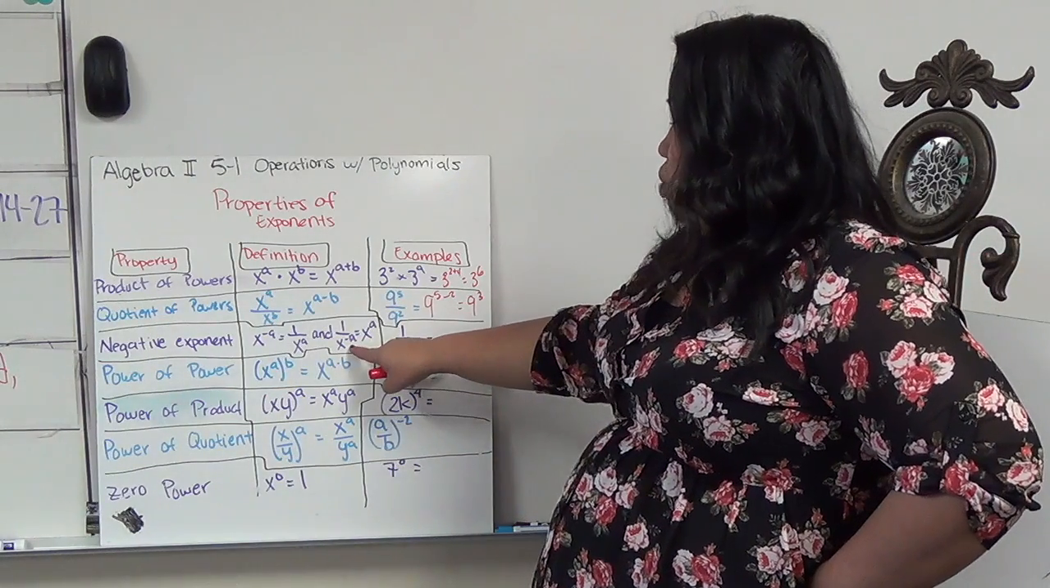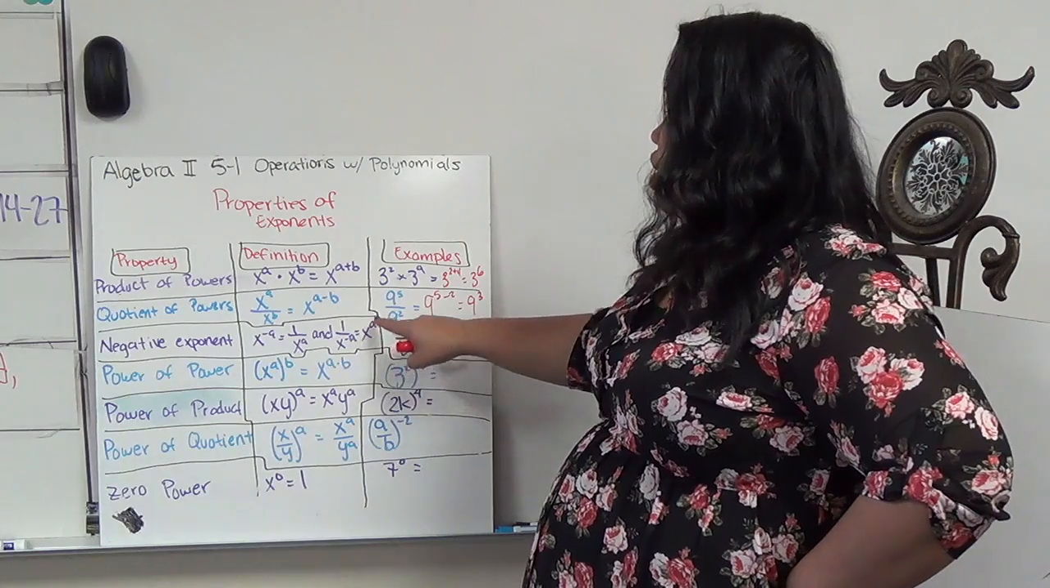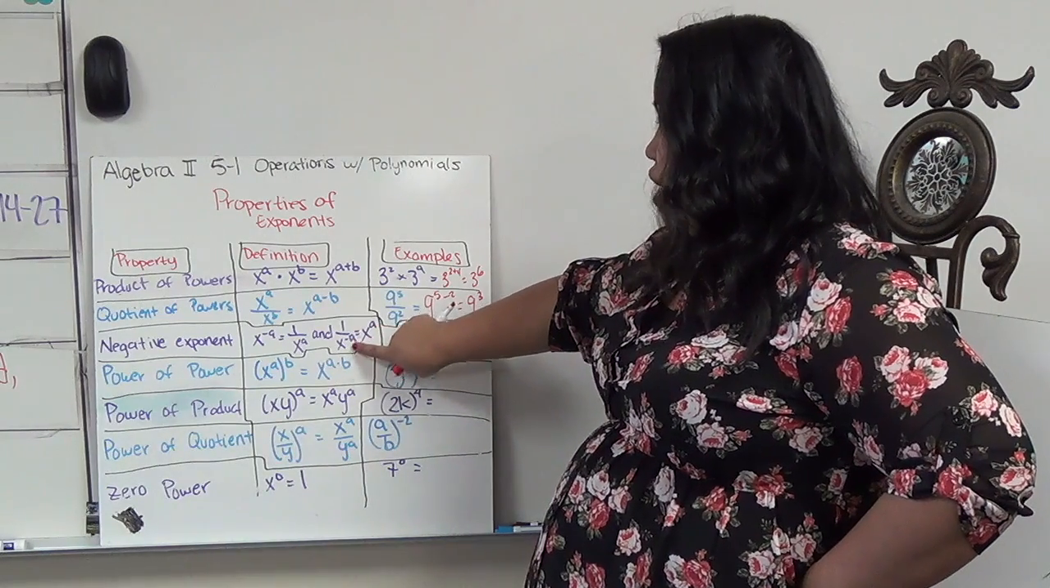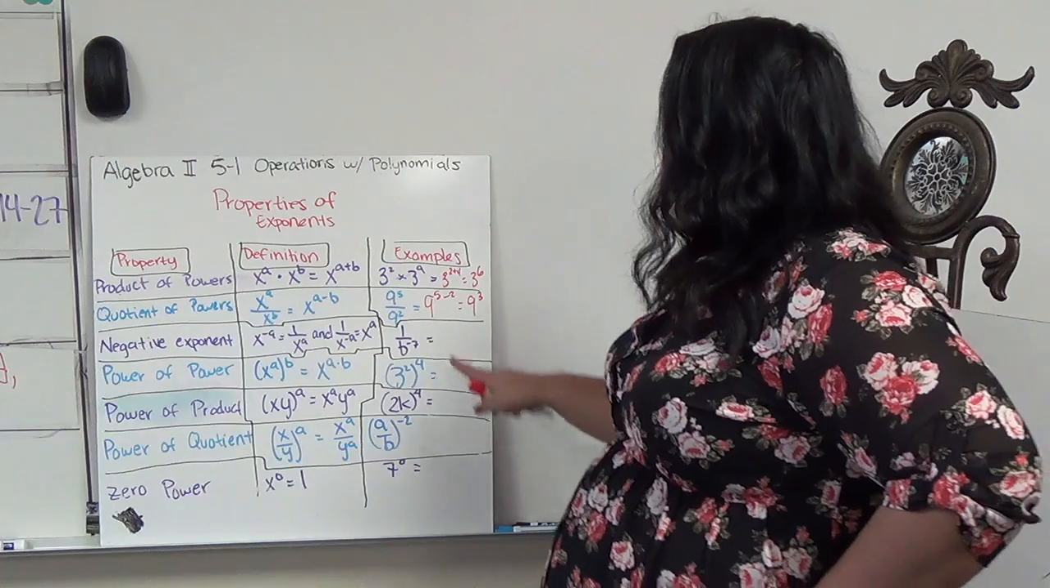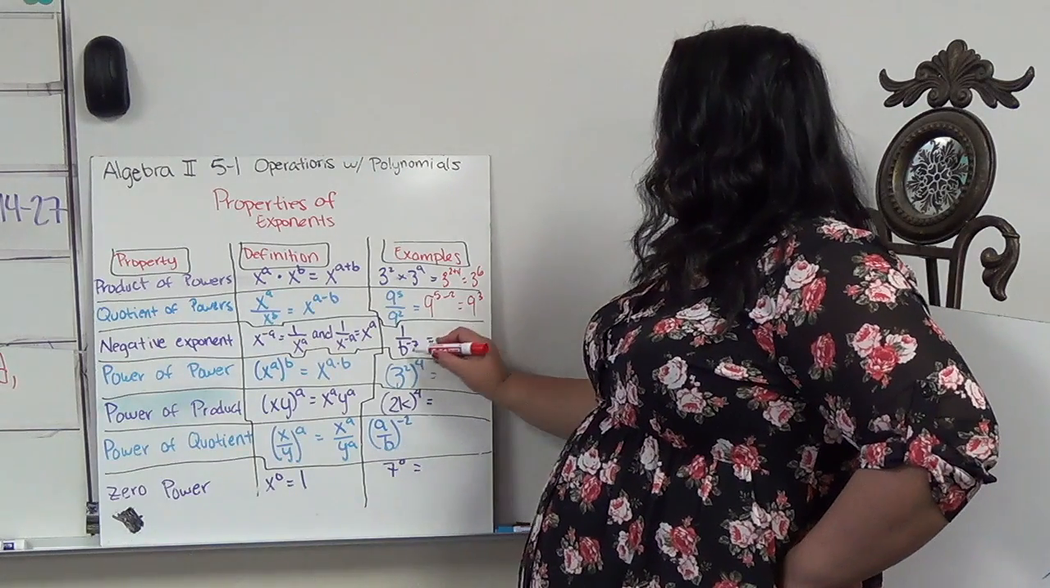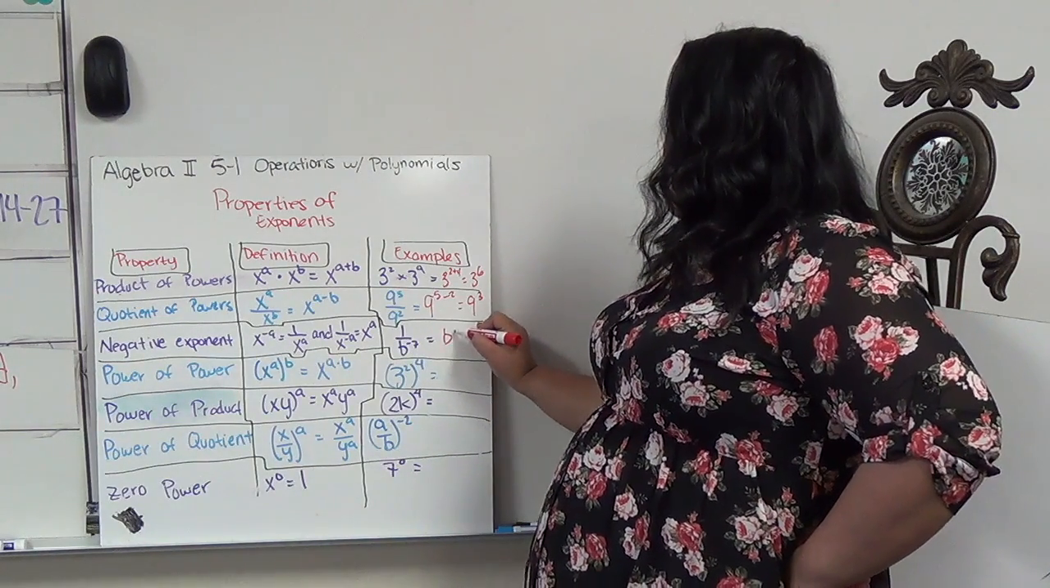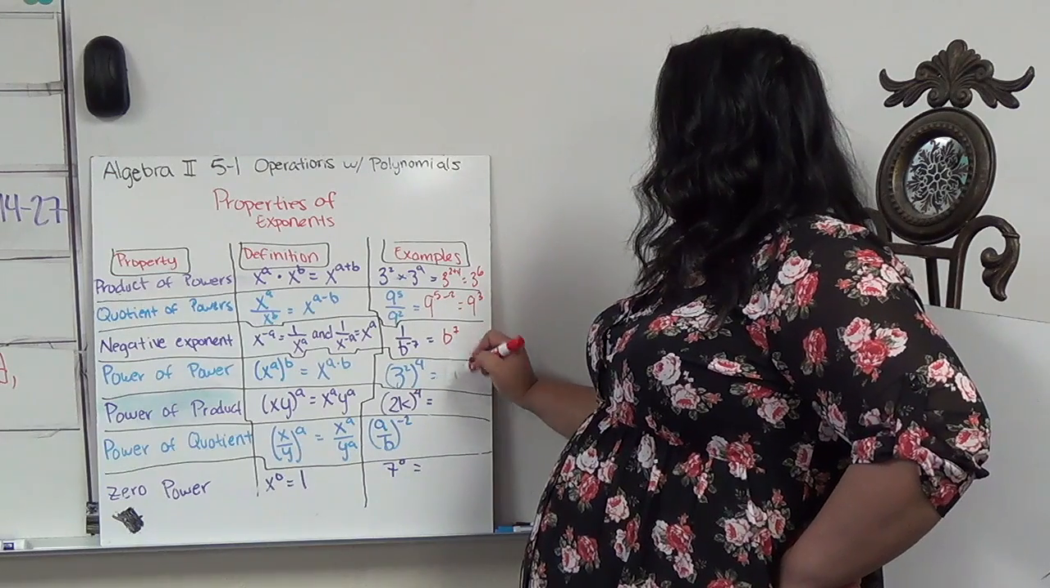Now, if it's a negative exponent on the bottom of the fraction, that just means it's also on the wrong side. So if it's on the bottom and it's negative, that means it belongs on the top. So 1 over b to the negative 7 means that this belongs on top, which is b to the 7. Okay?